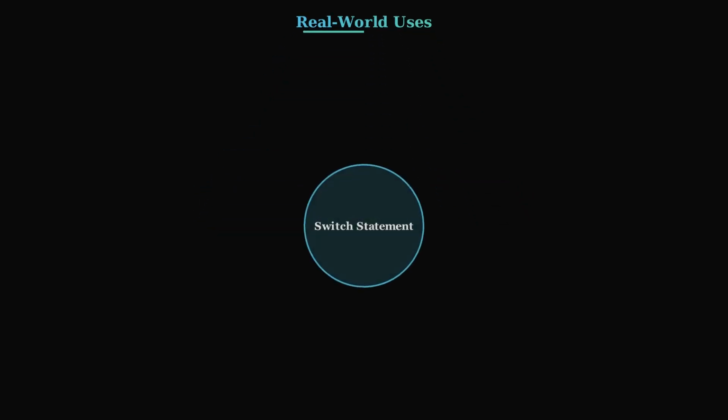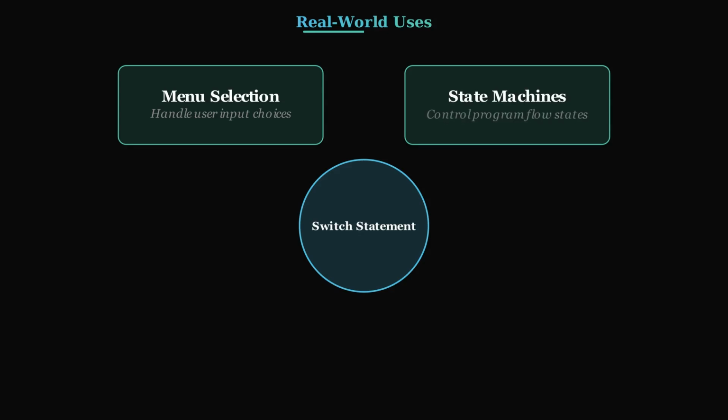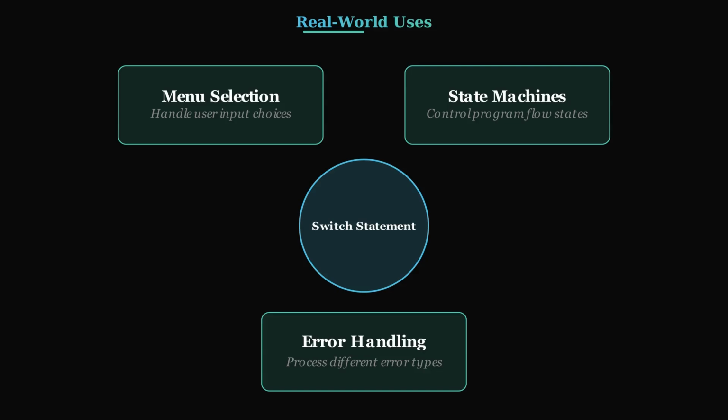How is switch statement used in the real world? Menu selection. Handle user input choices, state machines. Control program flow states, error handling. Process different error types. Switch statement powers all these applications. Let's see the problem it solves.